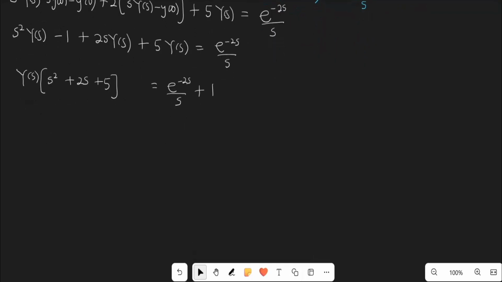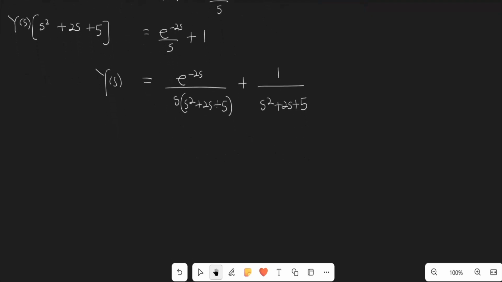So now to isolate Y of s, we will have to divide both sides by this guy. So that means that Y of s is equal to e to the negative 2s divided by s times s squared plus 2s plus 5, like this. And now plus 1 all over s squared plus 2s plus 5, like this. Okay, so now the solution to the differential equation is going to be y of t. How do you get y of t? To get y of t, we'll have to take the Laplace inverse.